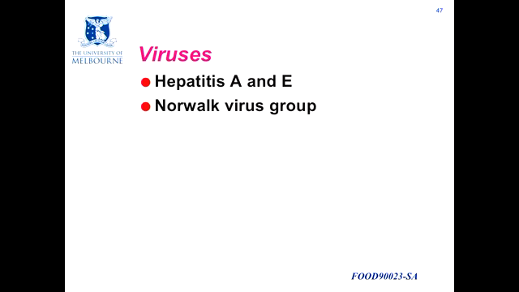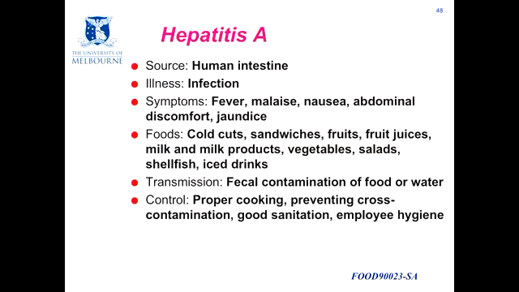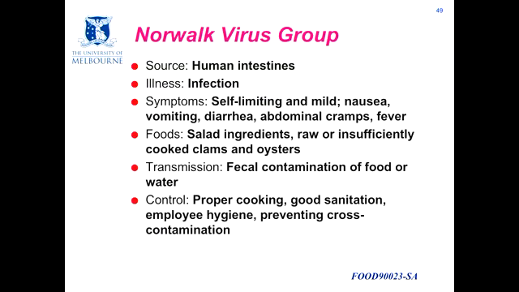In terms of viruses, we distinguish between hepatitis A and E and the Norwalk virus group. And again, they are not dangerous if we apply good hygiene and sanitation practices, because sanitization can eliminate them. Similar to what we discussed in terms of infection and intoxication, you can read through the source, the symptoms, and how we control it. So I'm not going to ask you about these details. You can read through them. Again, our focus should be on bacterial, algal, and mycotoxin.